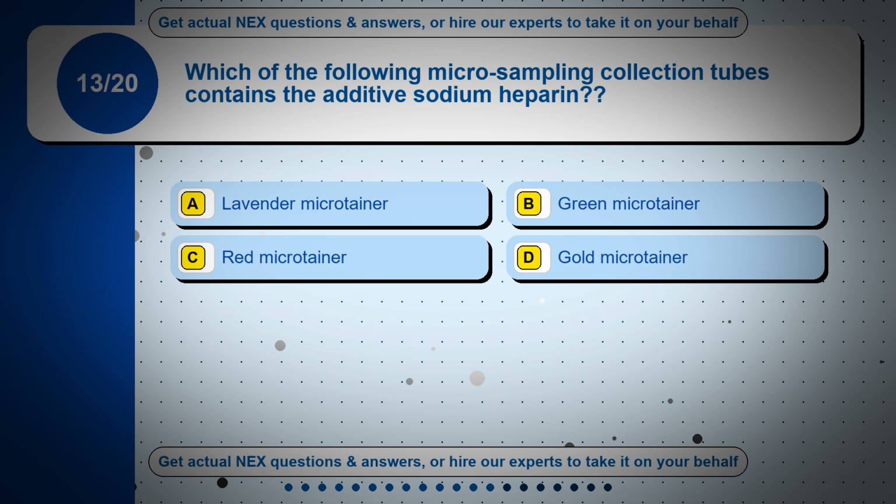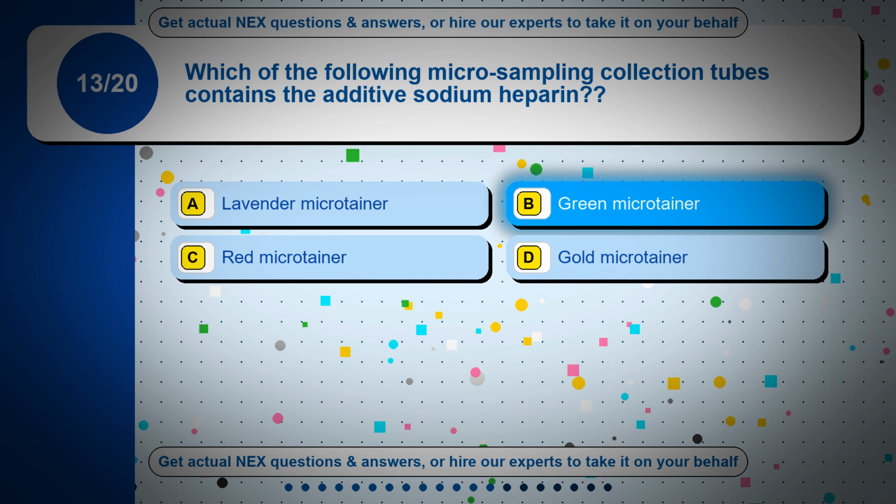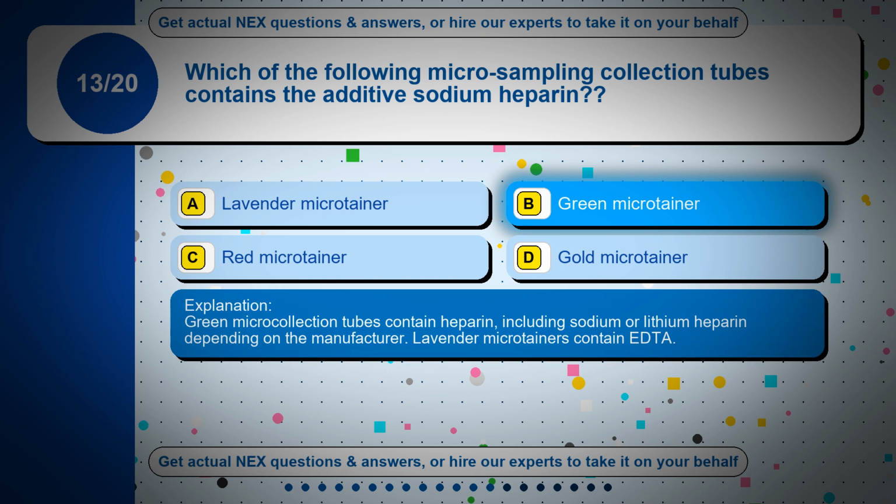Question 13. Which of the following microsampling collection tubes contains the additive sodium heparin? Option A, lavender microtainer. Option B, green microtainer. Option C, red microtainer. Option D, gold microtainer. The correct answer is option B, green microtainer. Green microcollection tubes contain heparin, including sodium or lithium heparin depending on the manufacturer. Lavender microtainers contain EDTA.